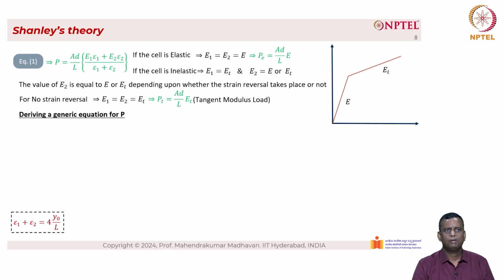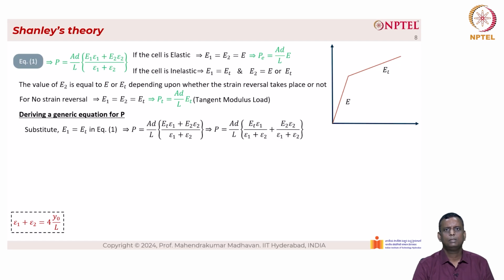Now we have to derive a generic equation for the load P. Substituting E1 equal to E sub T in equation 1, we have P equal to AD by L into E sub T into epsilon 1 plus E2 into epsilon 2 divided by epsilon 1 plus epsilon 2, which is equal to AD by L into E sub T into epsilon 1 divided by epsilon 1 plus epsilon 2 plus E2 into epsilon 2 divided by epsilon 1 plus epsilon 2, which can again be modified as shown below.